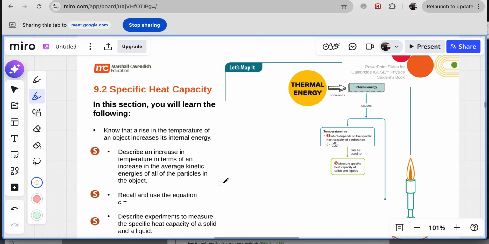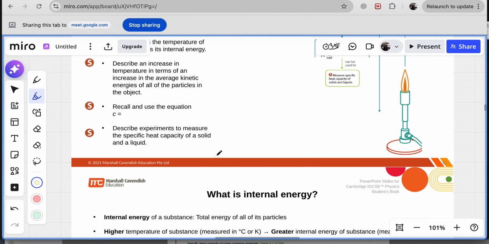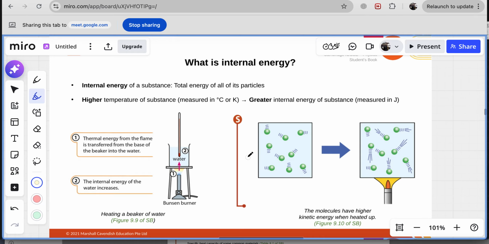So we need to know that. And then we should be able to describe an increase in temperature in terms of an increase in the average kinetic energy. So when temperature increases, the average kinetic energy of the particles also increases. And then we should also recall the use of the equations of specific heat capacity, and describe an experiment to measure specific heat capacity. So this is the aspect we want to learn in this lesson. Now let's take a look at the first one.